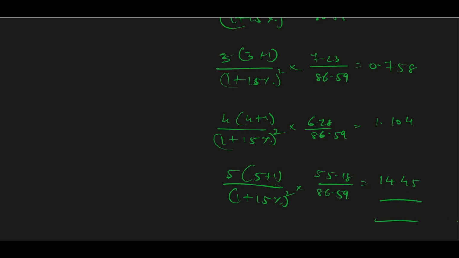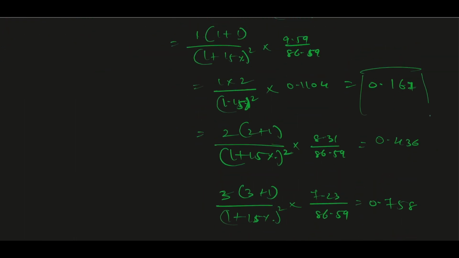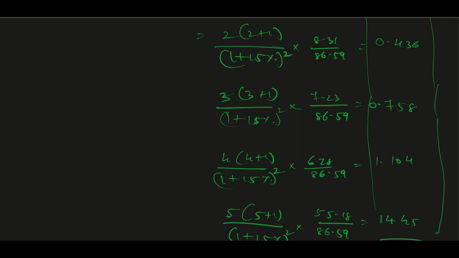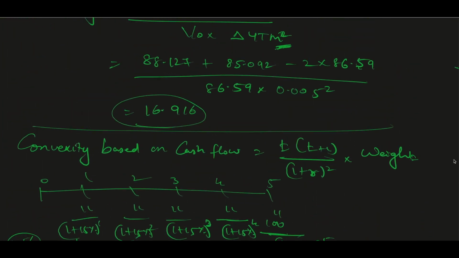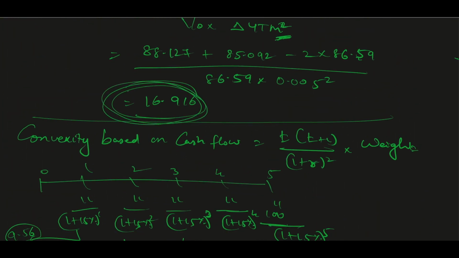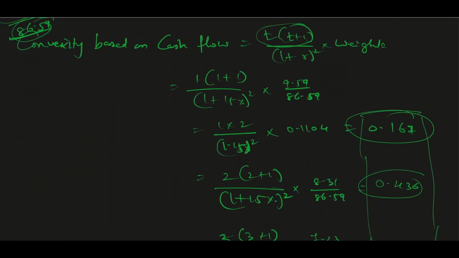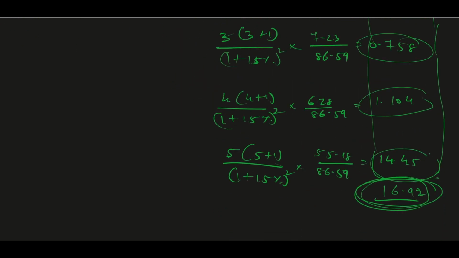So this comes to 14.45. Now when you add up all this, it will come to 16.92, which matches with the total convexity. So this is the total convexity, and what we have done is the year-wise convexity, based on the cash flow.